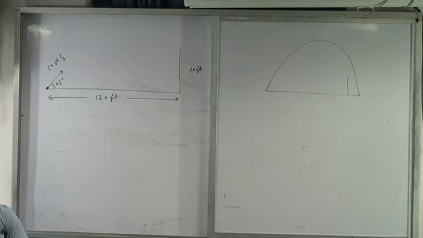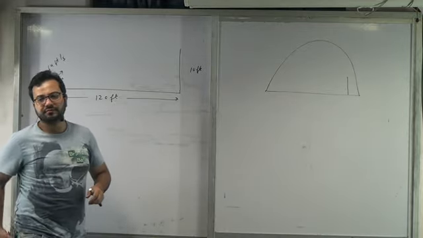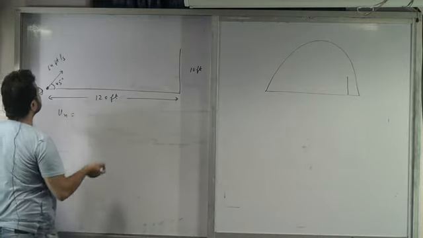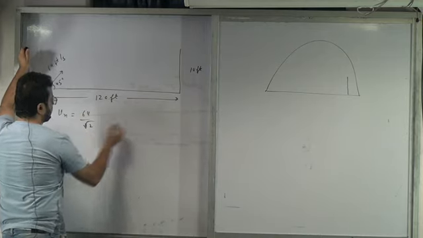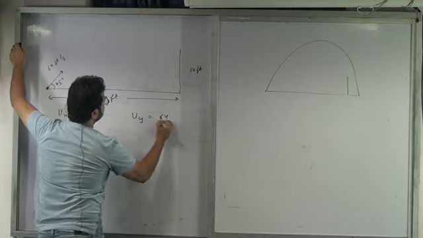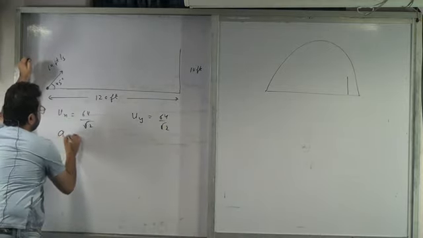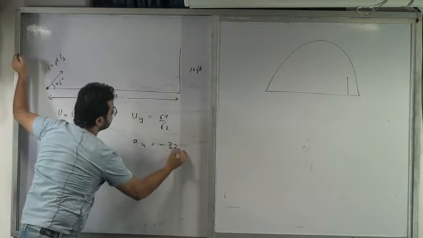Okay, so all I need to do is break this into two components. That's it. This is another form of two-dimensional motion. Tell me what will be ux. Ux will be 64 by root 2. Okay, what will be uy? 64 by root 2. Right? What will be ax? 0. What will be ay? Minus 32 feet per second square.